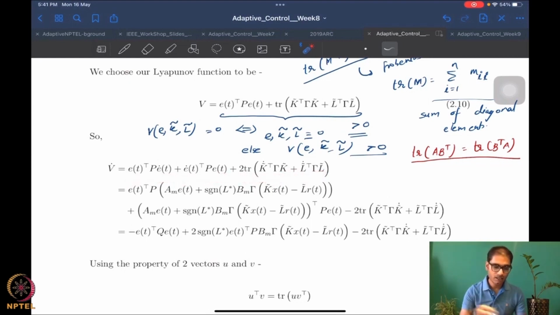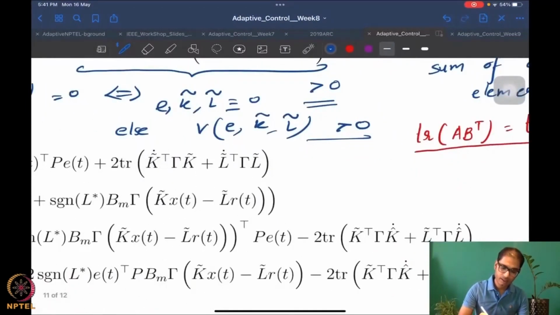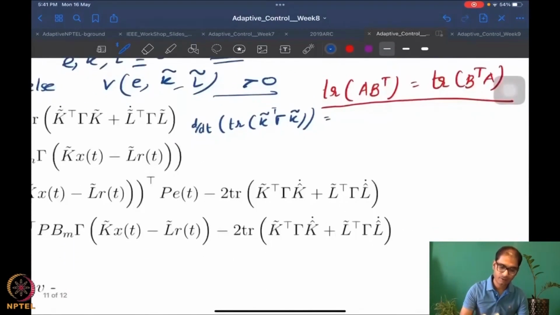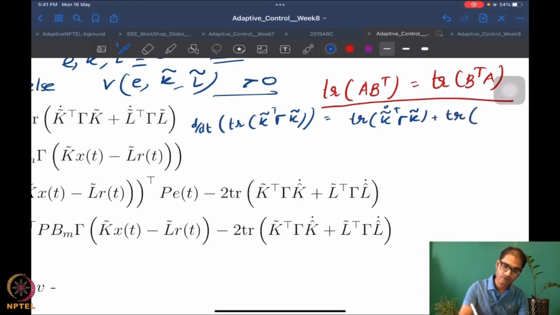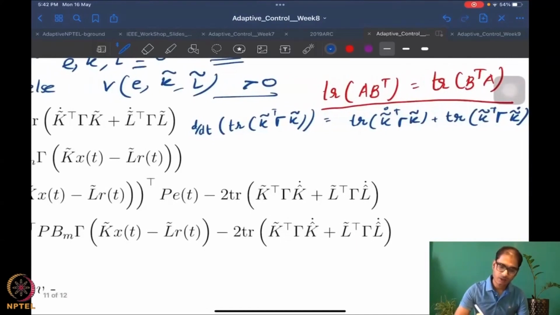Let me make this a little bit more clear. d/dt of trace of, say, k tilde transpose gamma k tilde would have been written as trace of k tilde dot transpose gamma k tilde plus trace of k tilde transpose gamma k tilde dot. I could have done this.